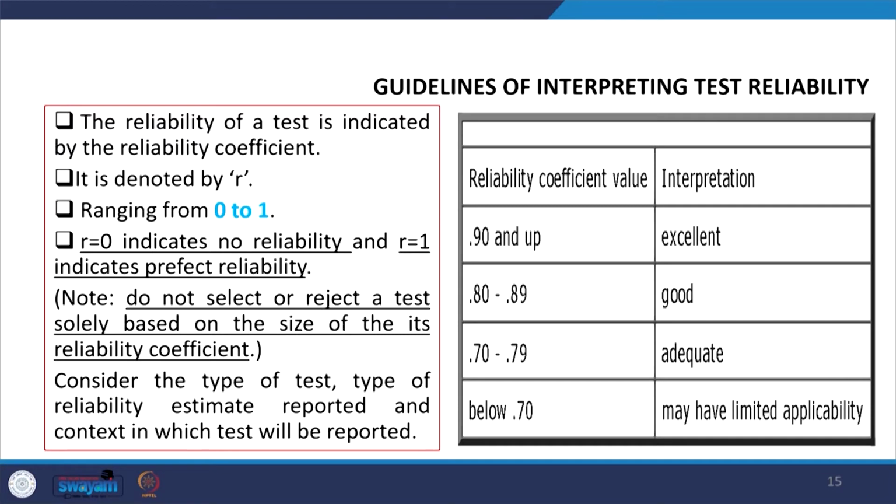Now, we need to note one thing: do not select or reject a test solely based on the size of its reliability coefficient. Just based on the size of the coefficient, we should not take a decision in either selecting or rejecting a test. That is one of the important aspects of the interpretation of reliability. We should also consider the type of test, the type of reliability estimate reported, and the context in which the test will be used.